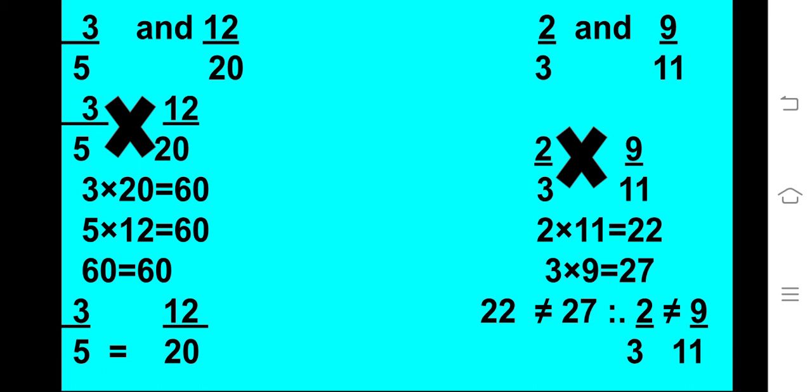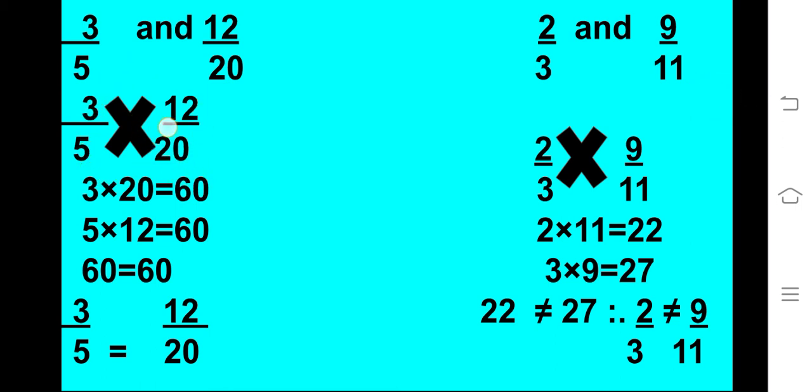Now, in order to check whether they are equal, checking of equivalent fractions, whether what we have done is correct, we are going to cross check. When we cross check, we will know whether the multiplication we have done gives an equivalent fraction or not. Now I have taken one example here, 3 by 5 and 12 by 20. We'll see whether it is equivalent.